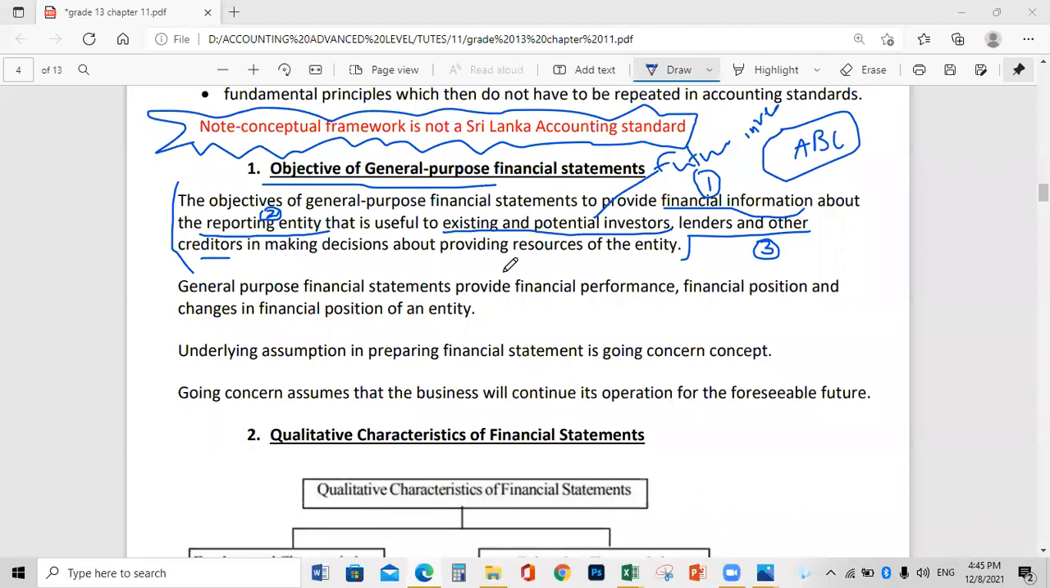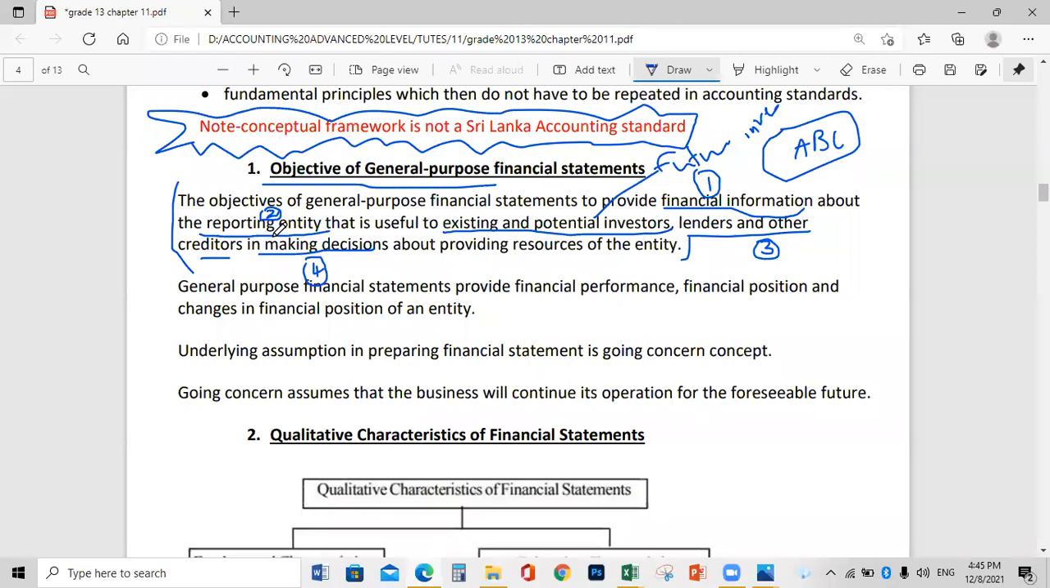And other creditors. Who are creditors? These are people you purchase goods on credit from, so they need to know about our entity. Why do they need information, guys? So that they can make decisions. I told you, now the bank needs information. Why? So that the bank can make a decision whether to give us a loan.